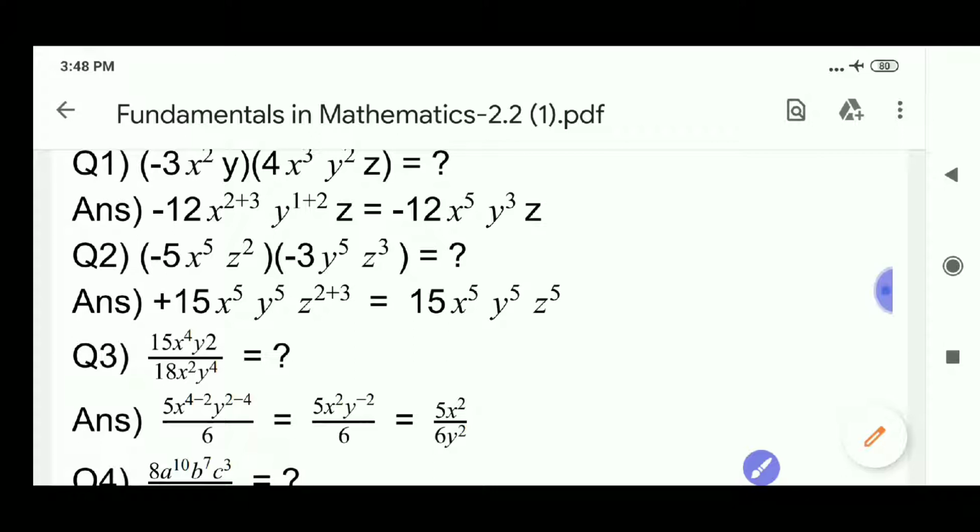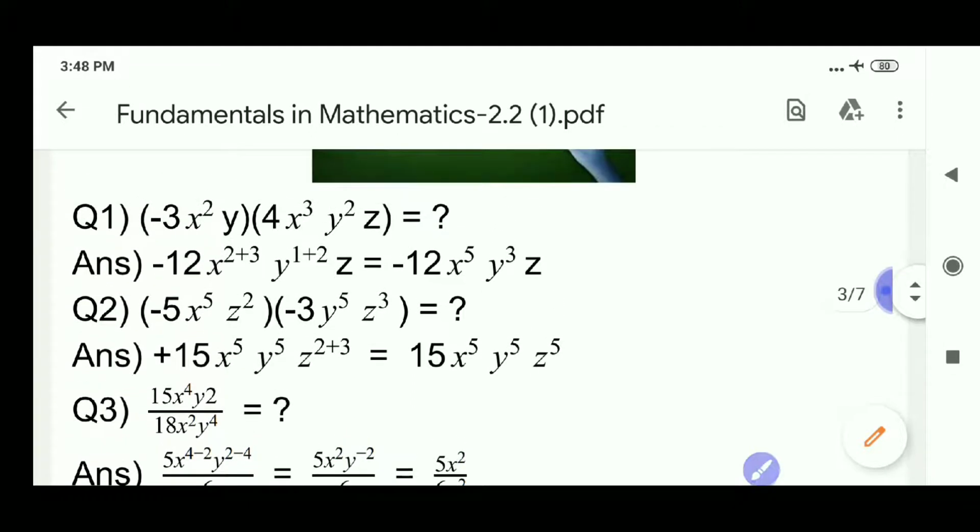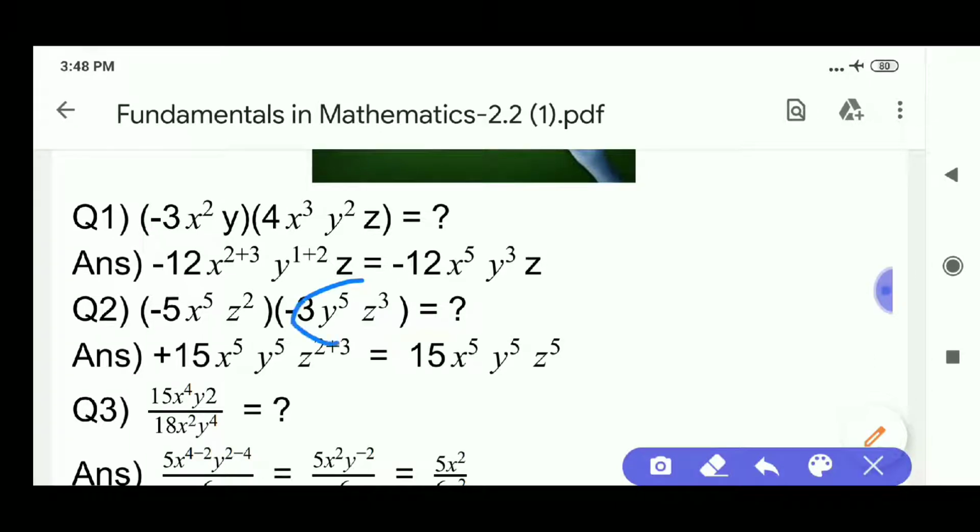Now in the first term there is no y. In the second term we have y. So write it. It is y power 5. And in the first term we have z square. In the second term we have z cube. z square into z cube becomes z power 2 plus 3. So its answer is 15 x power 5, y power 5, z power 5.